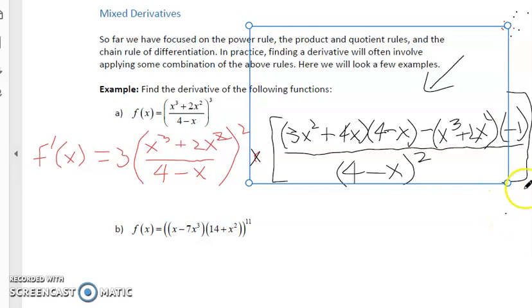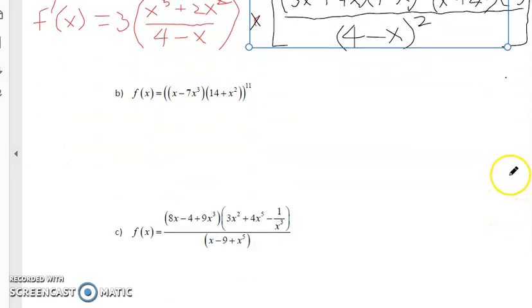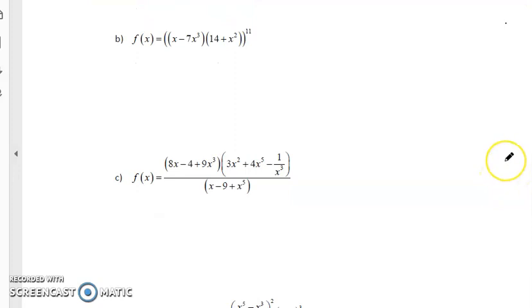Let's look at the next one. Hopefully I can get this one a little neater. Here we go. Part B, you can see again, there's an inside part and there's an outside part. The inside part this time is actually 2 binomials, and the outside part has an exponent of 11 to it. So it's almost the same thing we have to do here.